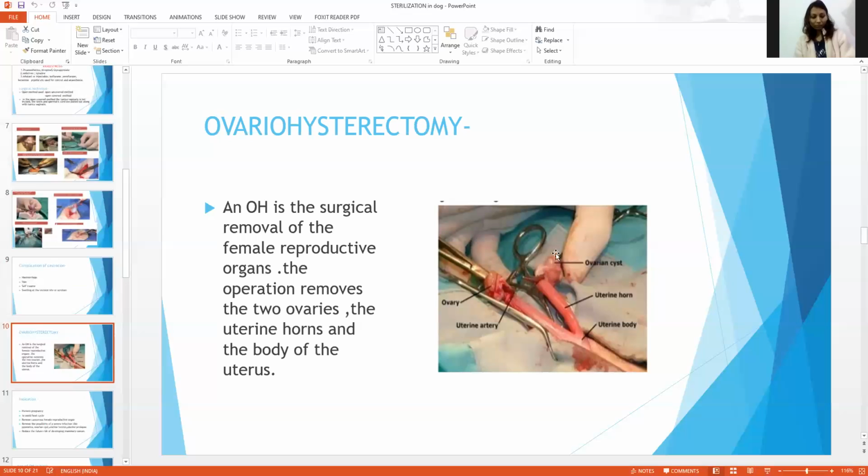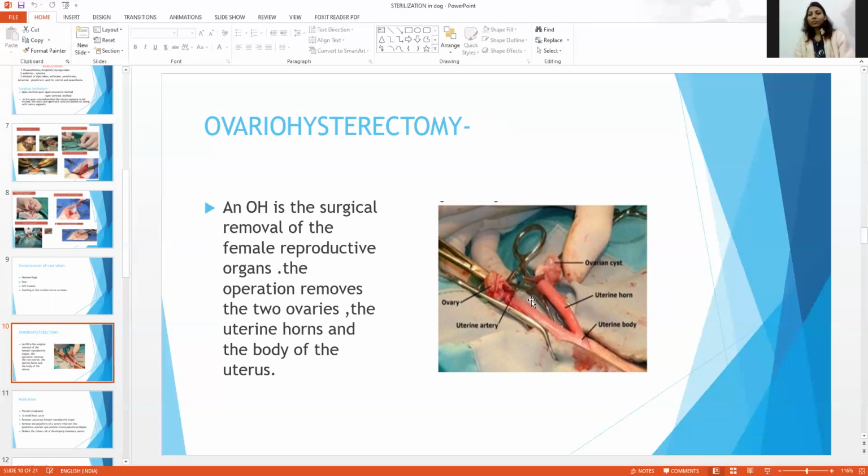You see here in this case, this ovarian cyst is there. This is the uterine horn. This is the uterine body, and this is the uterine artery, and the ovarian artery. So we have to ligate both of these blood supplies. Then only is it possible to prevent hemorrhage.